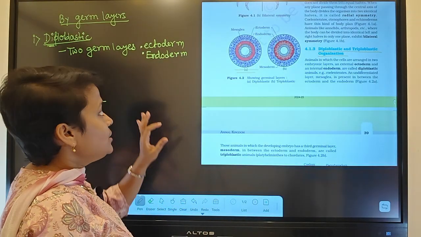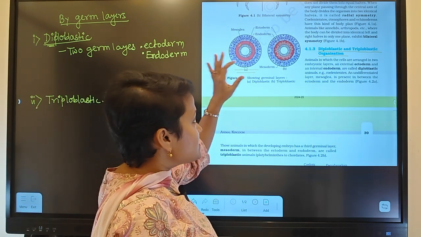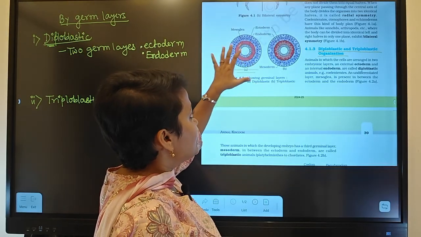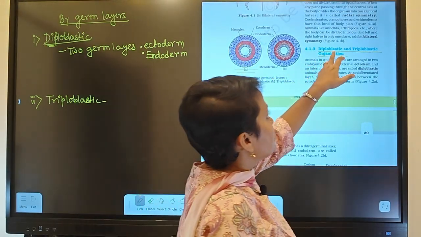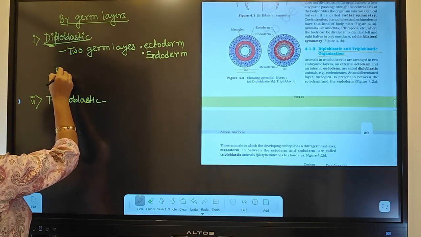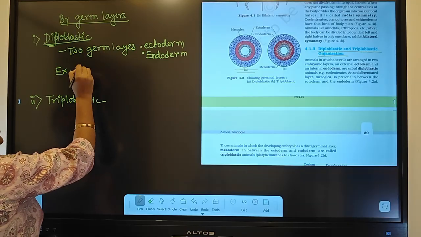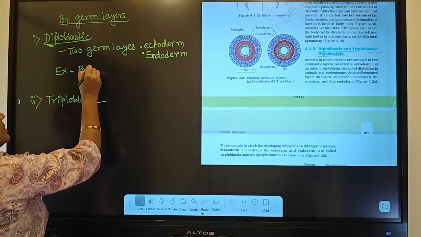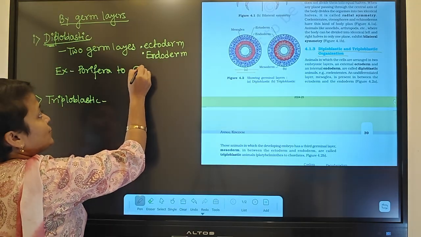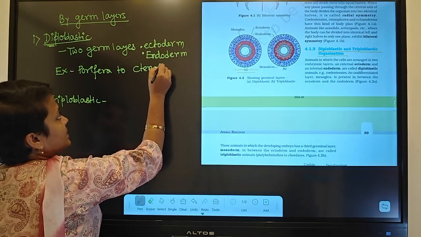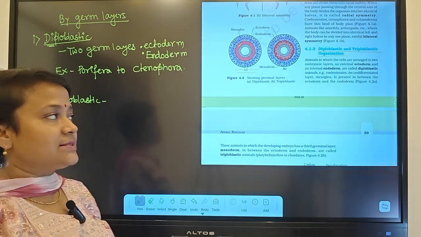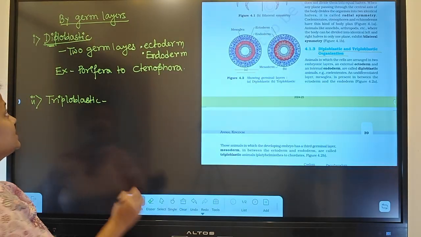This kind of arrangement we will find in diploblastic organisms. Examples are from Porifera to Ctenophora. Now the second one, triploblastic, means there will be three germ layers.